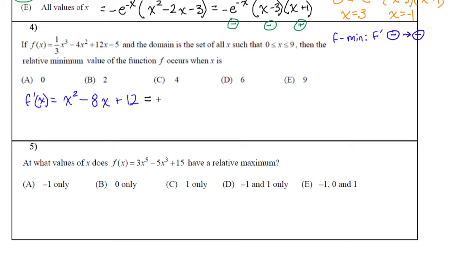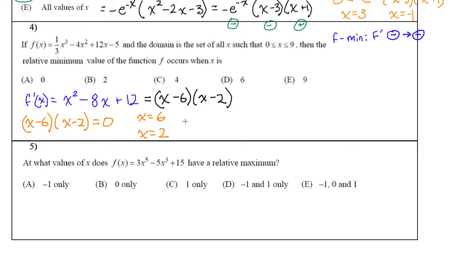So factoring this, I have x, what times what is 12? 3 and 4, that doesn't help us. 6 and 2, there we go. x minus 6, x minus 2. Now that we've factored this, let's find critical values by setting this equal to 0. So x minus 6 multiplied by x minus 2 is set equal to 0. Again, you're setting the top and bottom equal to 0 to find critical values. We don't have a denominator, so we just set the top equal to 0. From that, we get the CVs are at x equals 6 and at x equals 2. Those are our CVs.